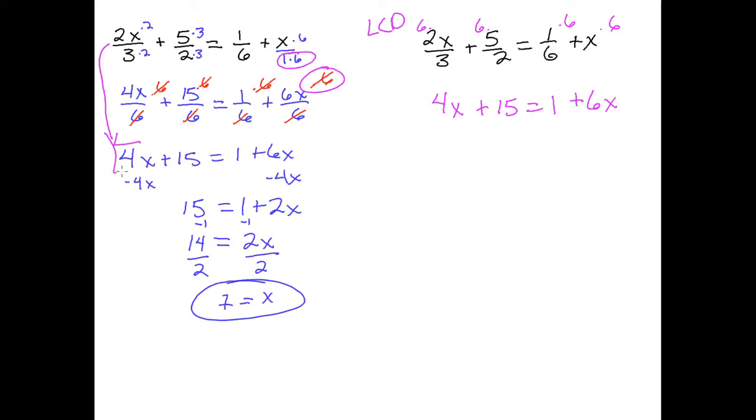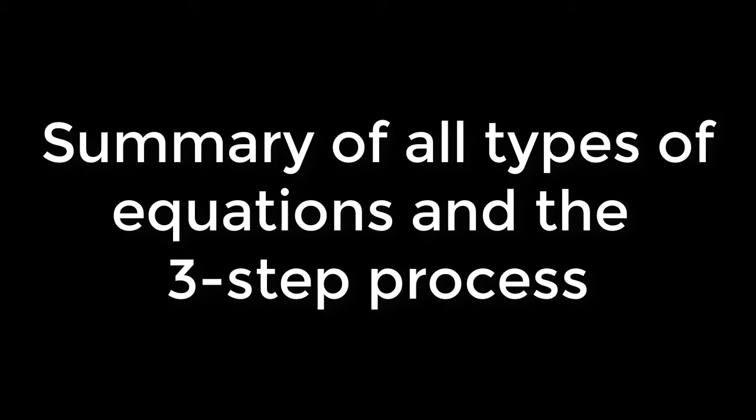And notice that we are at the exact same thing. There's no difference there. And then you can finish out. So getting rid of fractions, this is the key. Multiplying by the least common denominator. Now we'll have a summary of the three-step process of solving equations with any types of complexities in them, and a few examples to see how they work.